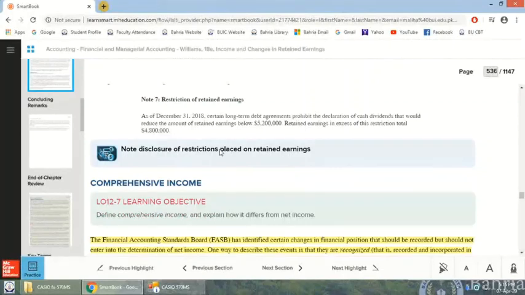Just read about these small patches of information. As of December, certain long-term debt agreements prohibit the declaration of dividends that reduce the amount of retained earnings below this value, the base value, and retained earnings in excess of this restriction would be 4.8. So this would reduce the retained earnings.